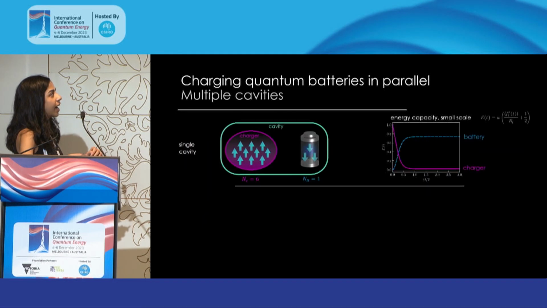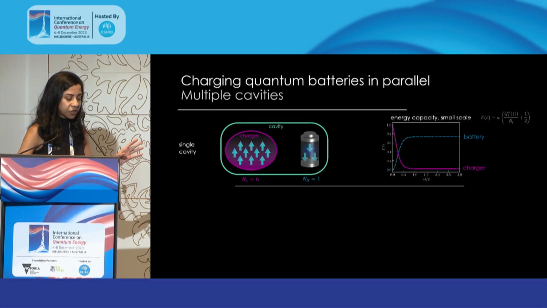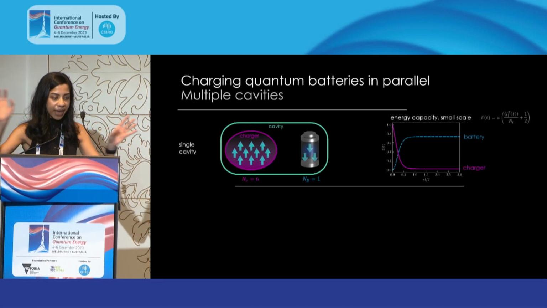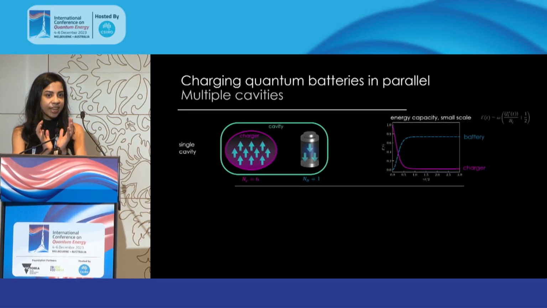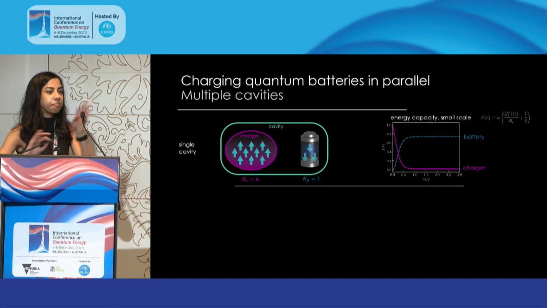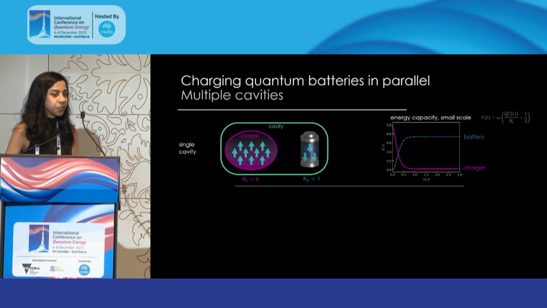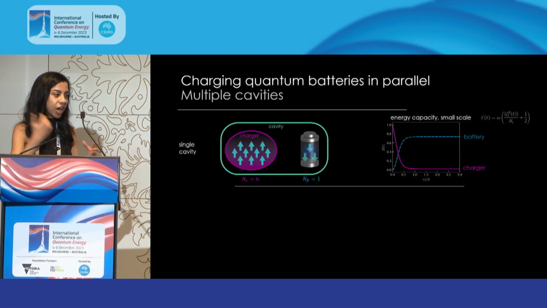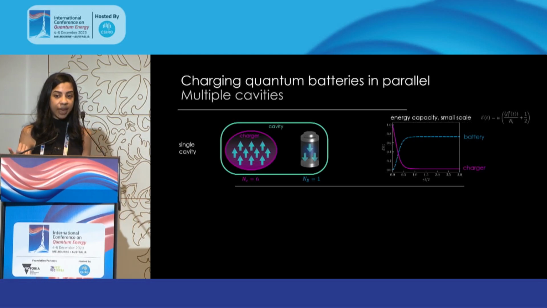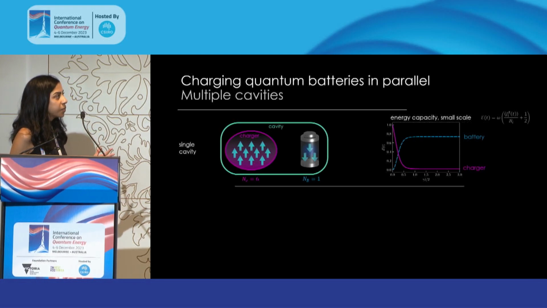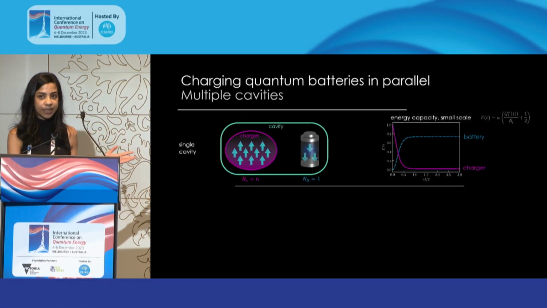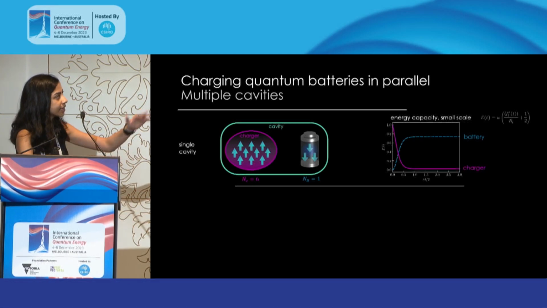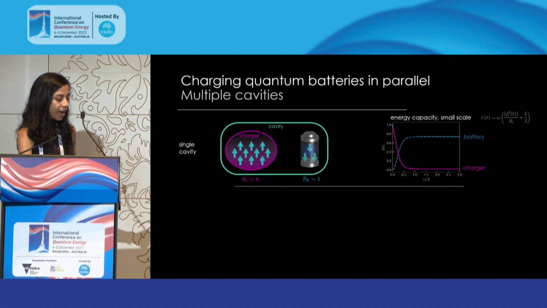Okay, so the next thing we might want to do is maybe there's different batteries located at different spatial locations, and we want to have one central charger that can flow energy to many, many batteries. So we're going to look at this charging in parallel with multiple cavities. So to start with, just to benchmark this, we'll use a single cavity with 6 spins and 1 spin, and this is the energy capacity of this.